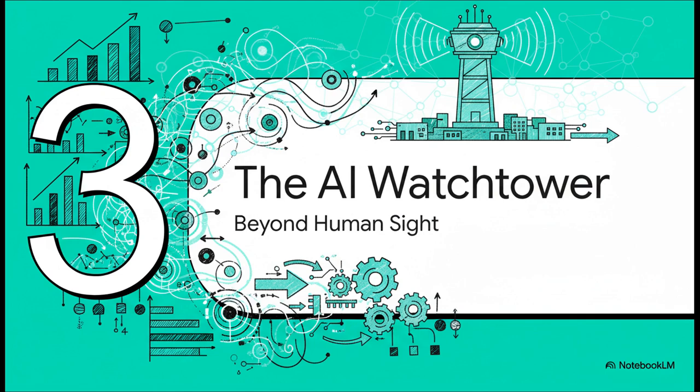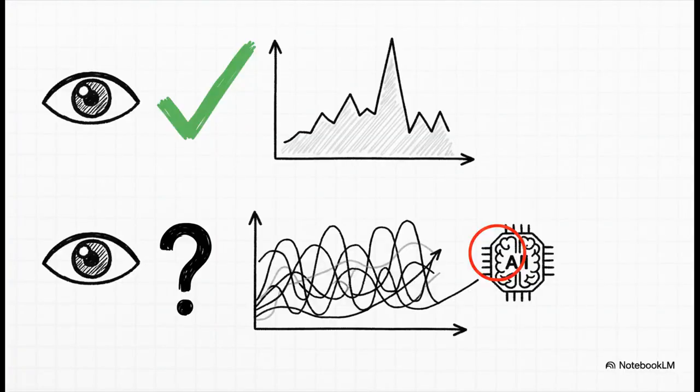But what about the problems that are just too complex or too subtle for the human eye to catch? This is where we level up and bring in the AI watchtower. See, we humans are pretty good at spotting big, obvious spikes on a trend line, but what we really struggle with are those slow, creeping changes, those tiny, complex interactions happening across hundreds of different sensors that might be signaling an impending failure. That, my friends, is a perfect job for a machine.